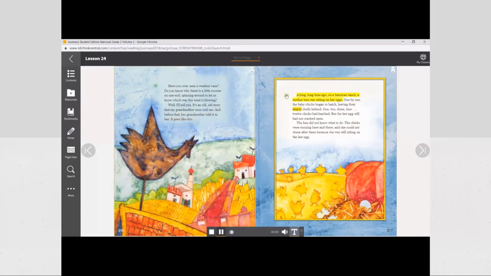A long, long time ago, on a Mexican ranch, a mother hen was sitting on her eggs. One by one, the baby chicks began to hatch, leaving their empty shells behind. 1, 2, 3, 4... 12 chicks had hatched, but the last egg still had not cracked open. The hen did not know what to do. The chicks were running here and there, and she could not chase after them because she was still sitting on the last egg.